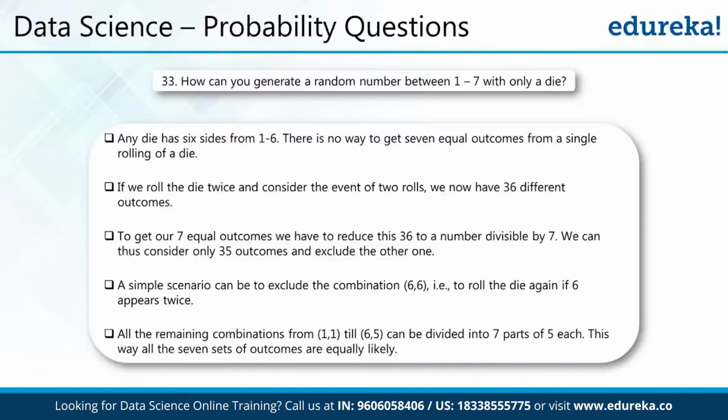So in this case, we now have 36 different outcomes possible. You can do the maths there, which is nothing but 6 cross 6. So 1,2, 1,3, 1,4, 1,5, 1,6, and for the rest of the digits the same way, right? 6 cross 6. So that's the number of different outcomes we can get.